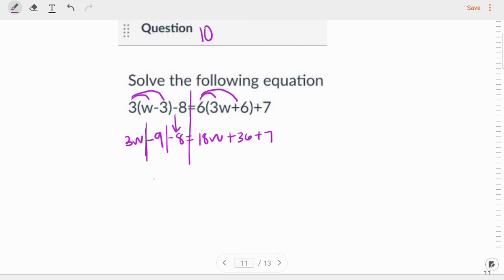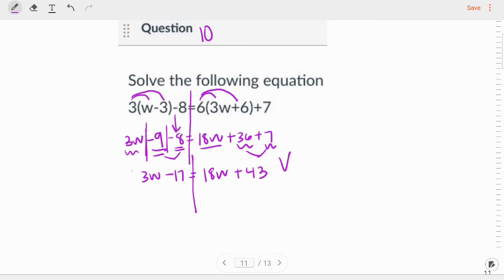On the left-hand side, I notice that there are no other terms on this same side that has a W, so I'm going to bring that down. -9 can combine with -8. Those combine to give me -17. And on the right-hand side, 18W is on its own, and 36 and 7 combine to give me a total of 43. I'm going to continue to simplify.